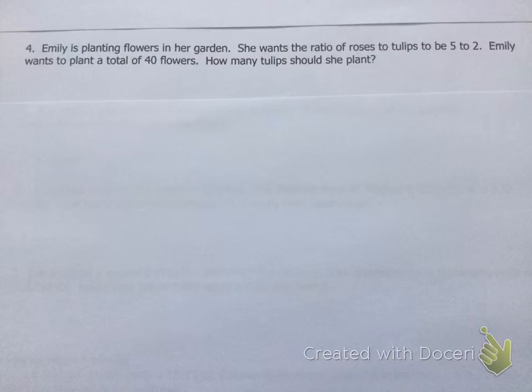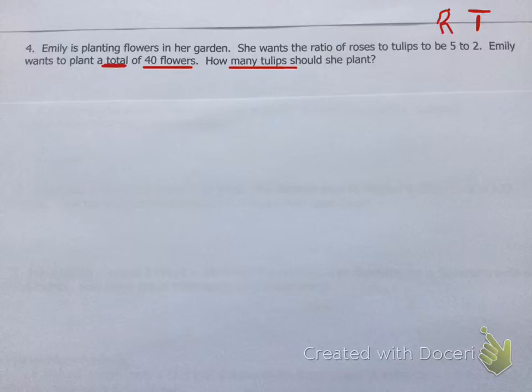Okay, this one is similar to the last one. Emily is planting flowers in her garden. She wants the ratio of roses to tulips to be 5 to 2. So 5 represents my roses, 2 represents my tulips. Emily wants to plant a total, there's that word again, total, of 40 flowers. How many tulips should she plant? So we're looking for tulips for total.